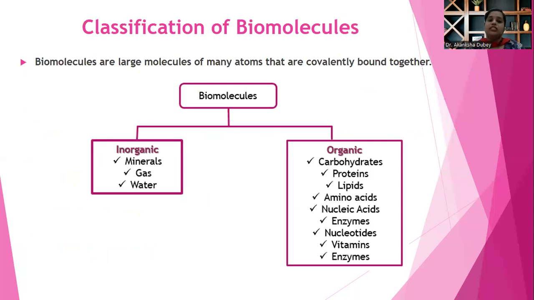Moving further to the classification of biomolecules. These biomolecules can be classified into two categories, that is inorganic and organic. These biomolecules actually are large molecules of many atoms that are covalently bonded together. It could be inorganic, which contains minerals, gases, and water, and organic, which can be categorized with examples of carbohydrates, proteins, lipids, amino acids, nucleic acids, enzymes, nucleotides, and vitamins.